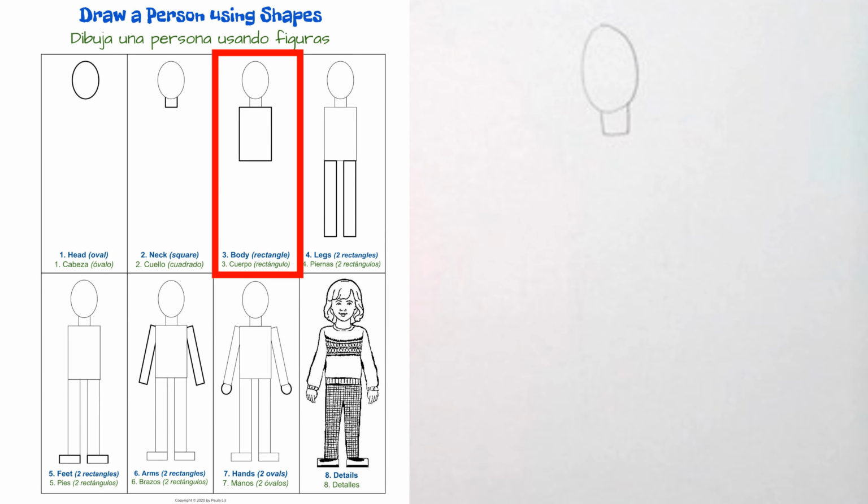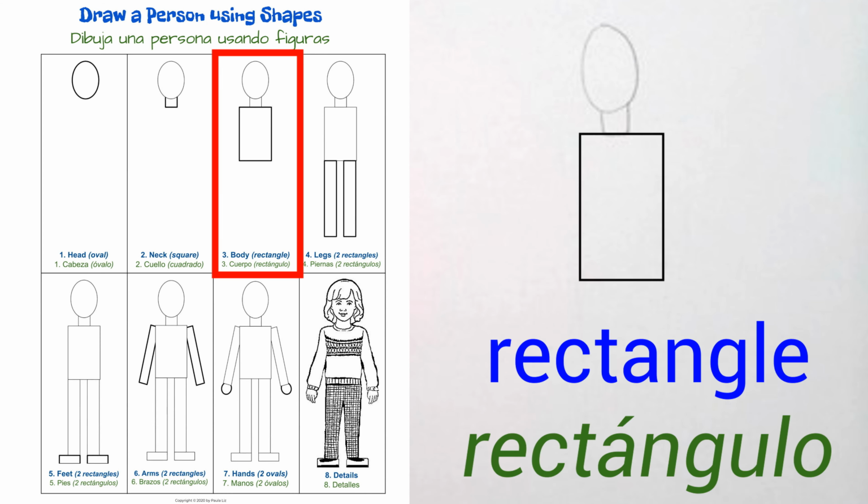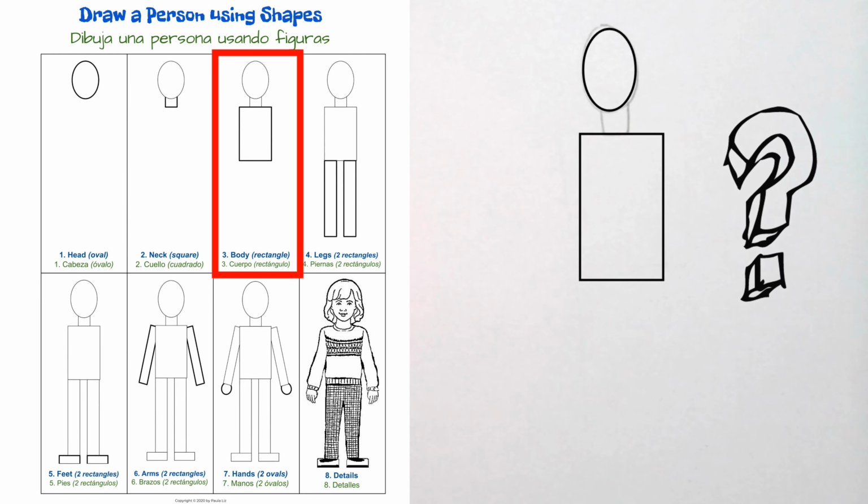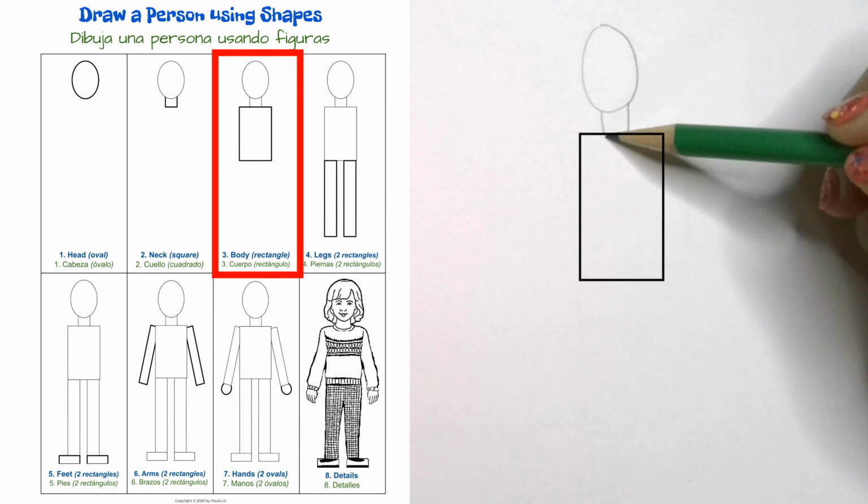Step 3 is to draw the body, el cuerpo. The body es un rectángulo. Which is bigger, your body or your head? Sí, tu cuerpo is much bigger.